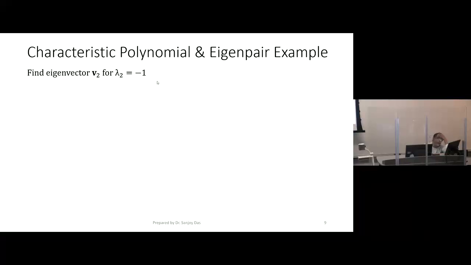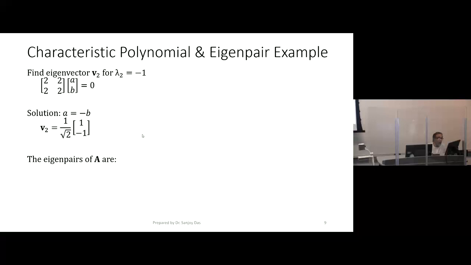Now, for lambda 2 equals negative 1, the eigenvector is v2, and we can likewise solve it. We get a equals negative b. And this gives us this v2, a unit vector. So our eigenpairs are these: 3, 1 over square root of 2 times 1, 1, and negative 1, 1 over square root of 2 times 1, negative 1.